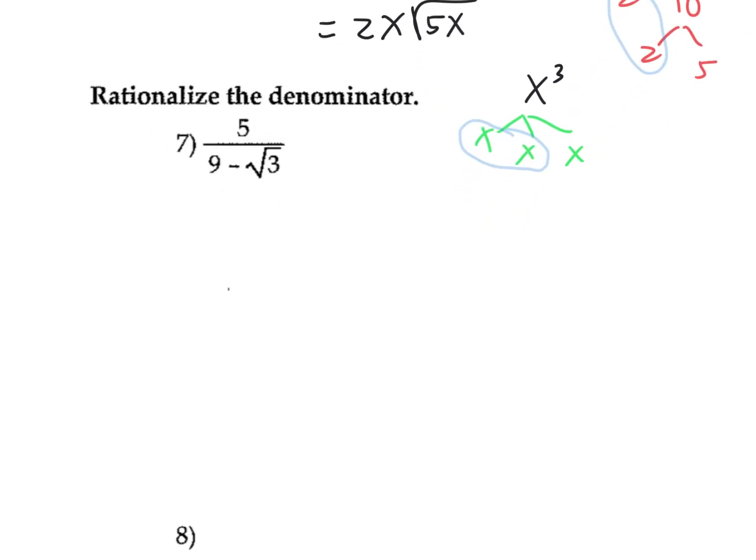All right, rationalizing the denominator. Basically, mathematicians decided that they consider it rude to have radicals in the denominator.